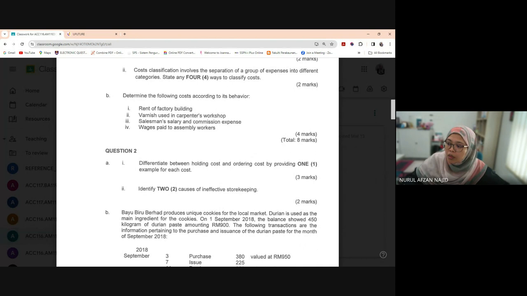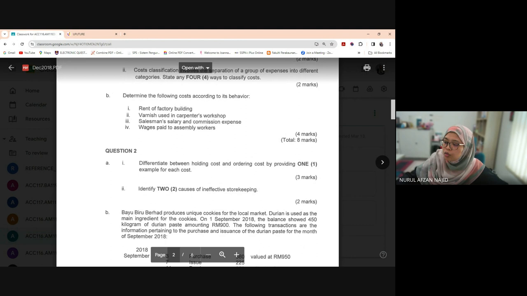Yang ni more to general question. You kena fikir, KBAT sikit lah. You kena fikir apa penyebab ineffective storekeeping. Okay. Yang ni kena fikir. Dua markah. Alright. Kita go to the calculation part.